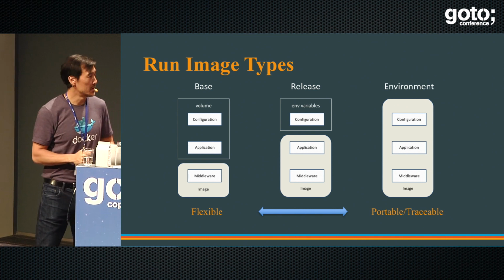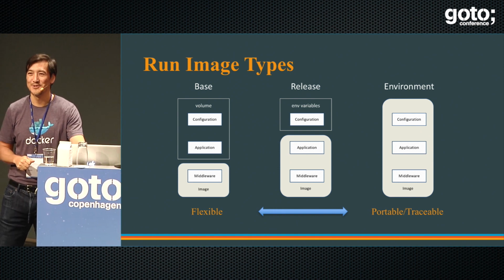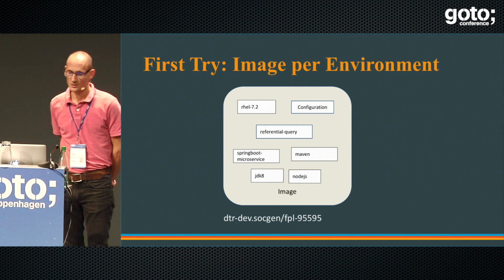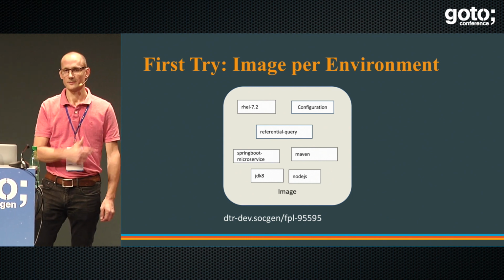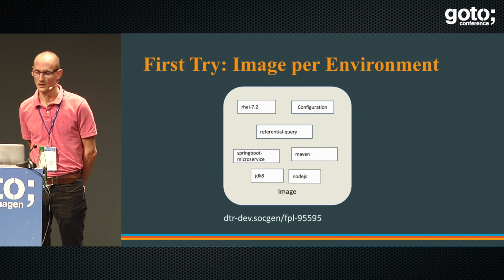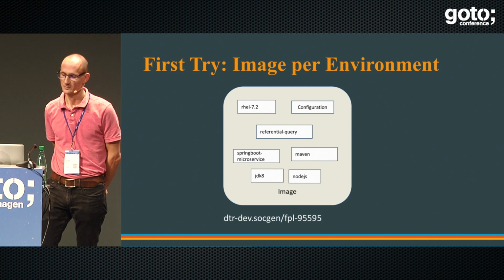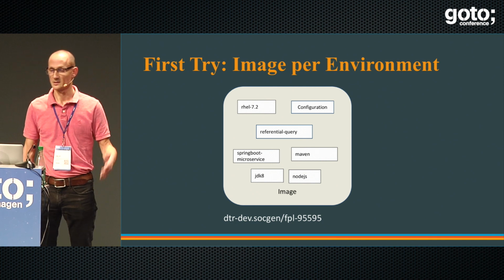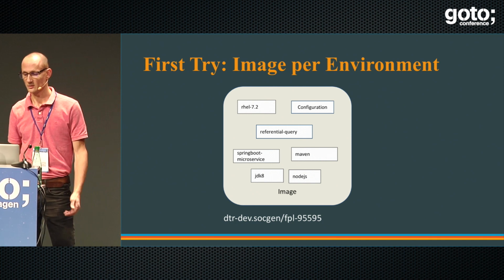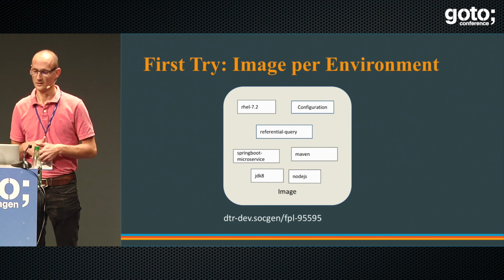So let's take a look now and see what they did with the financing platform, which strategy they chose. This was our first try. We had an image per environment, and we tried to put everything in that base image: the Linux distribution, Maven, JDK, Node.js, you name it.